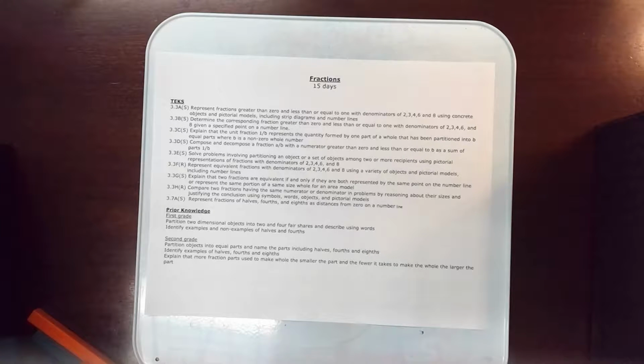So in this video we're focusing on 3.3F, which is representing equivalent fractions. We are focusing on 3.3G, which talks about explaining why two fractions are equivalent. We're focusing on 3.3H, which is comparing two fractions that have the same numerator or denominator. And we are focusing on 3.7A, representing fractions of halves, fourths, and eighths on a number line.